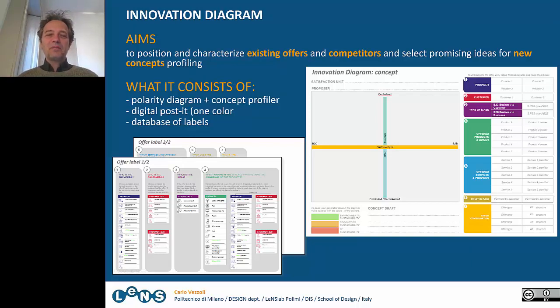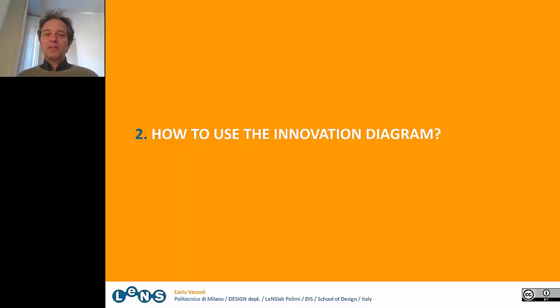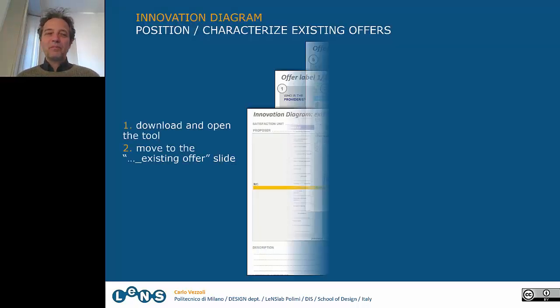of the image there. Some digital post-its with the same color as the environmental dimension idea table that we find in the SDO toolkit, so green, orange, and red, and a database of labels that helps to profile the emerging concept. But how to use the innovation diagram?